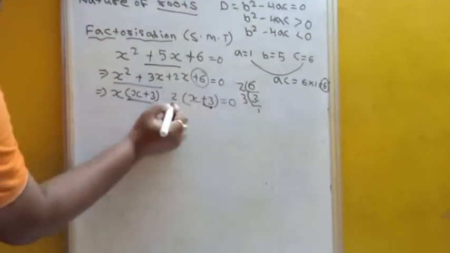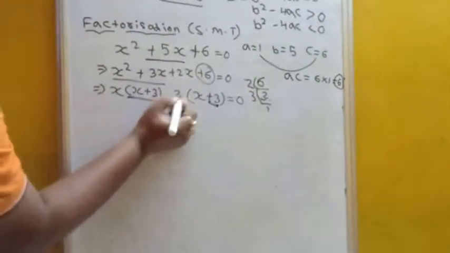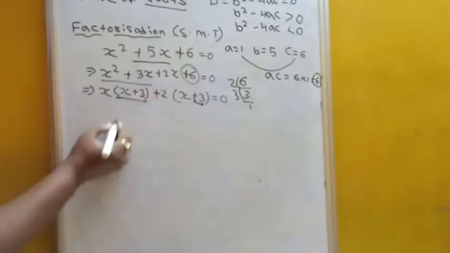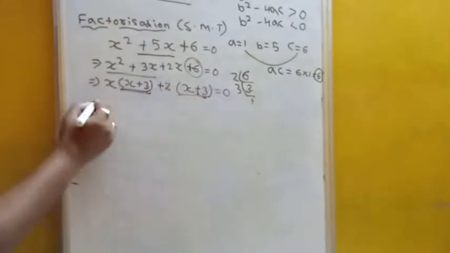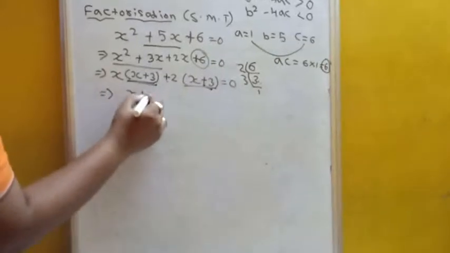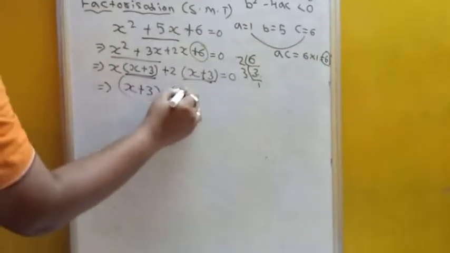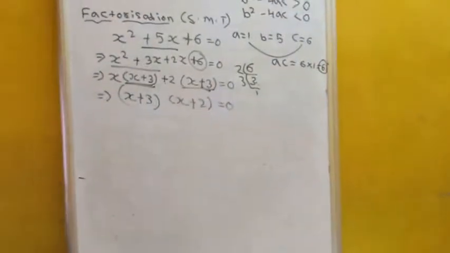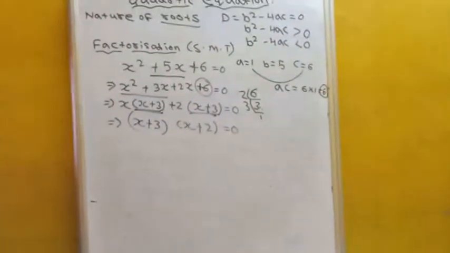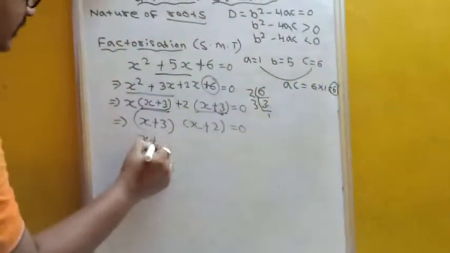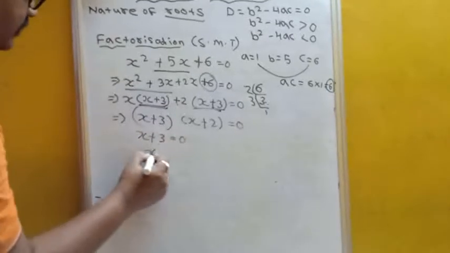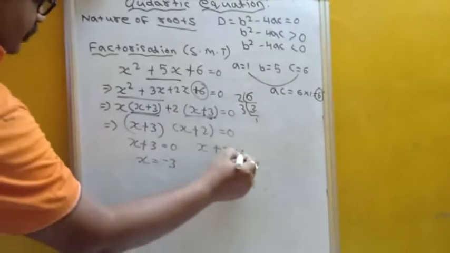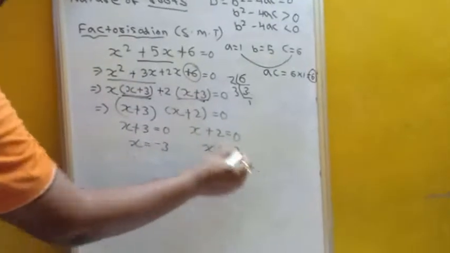So here plus. Here also plus, because plus into plus equals plus. So from that, what are you getting? x plus 3 as the common, x plus 2 equals 0. So what values are you getting? x plus 3 and x plus 2. And next what do you have to write? x plus 3 equal to 0, x equals minus 3. x plus 2 equals 0, x equals minus 2.